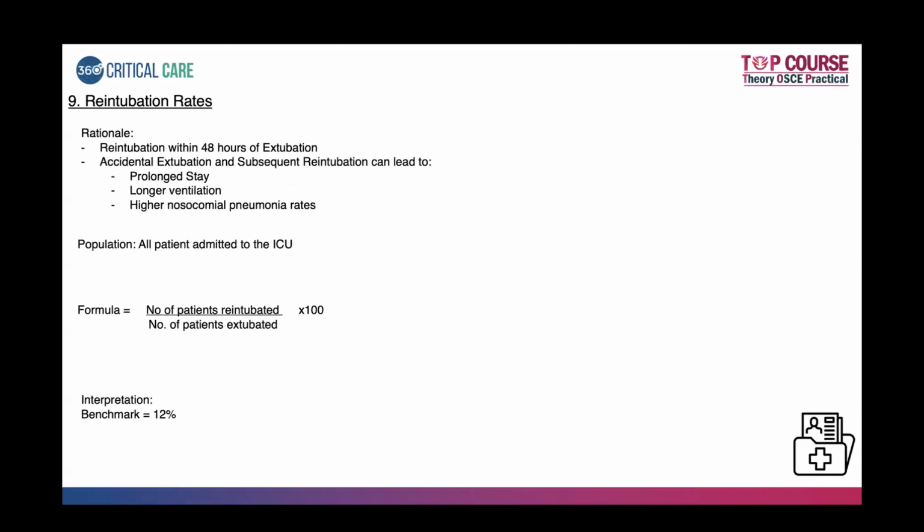So reintubation rates. This is pretty straightforward. Reintubation within 48 hours of extubation. Why are we concerned? Accidental extubations can lead to prolonged stay, longer ventilation, higher VAP rates. So the formula is number of patients reintubated by the number of patients extubated into 100. So SMR and reintubation rates have the 100 as the marker. So the benchmark is 12%. If it is more than that, it is concerning and it needs to be looked into.